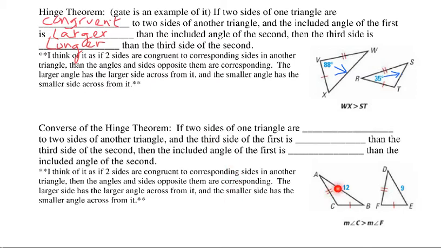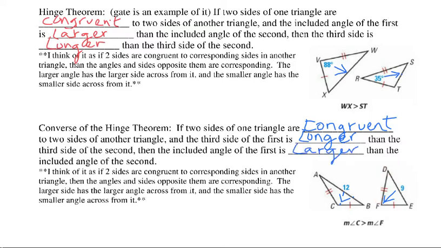So the converse is the opposite. We first start with two sides that are congruent again. Then if the third side is larger than the third side in the other triangle, so my 12 is bigger than my 9, that tells us that the angle across from it, the included angle in the 12 triangle, my angle C, should be larger than my angle F, because 12 is bigger than 9, so C has to be bigger than F.